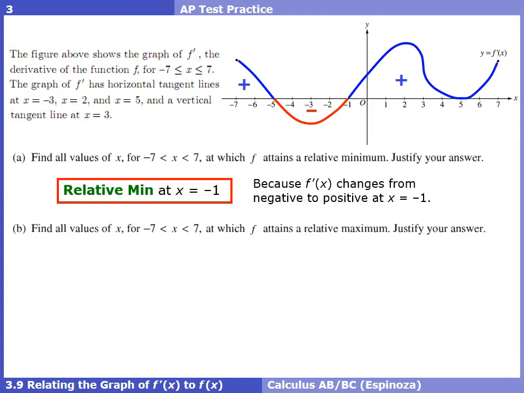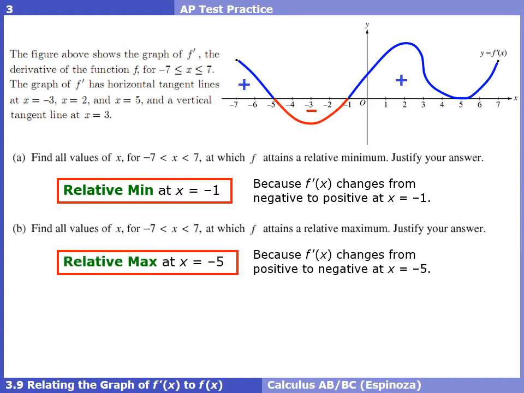Part B, basically the same as part A, but now we need to identify relative maximums. In this case, it's kind of reverse of part A. We know that there's a relative max at x equals -5 because the first derivative, f prime of x, changes from positives to negatives.